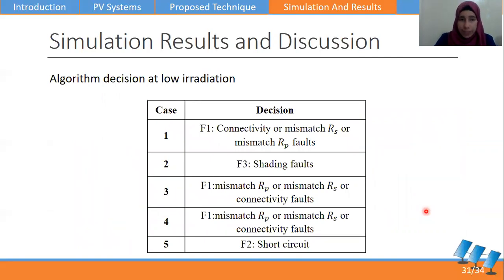Other cases are taken, but here we have changed the irradiation to a low irradiation, and also the decision is made correctly.